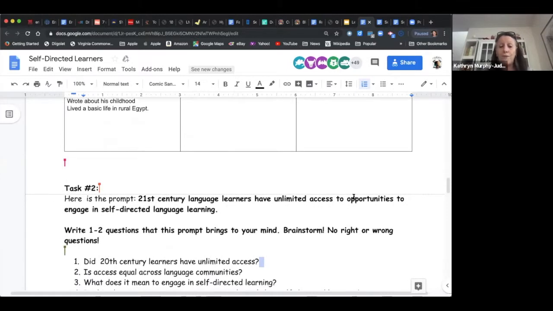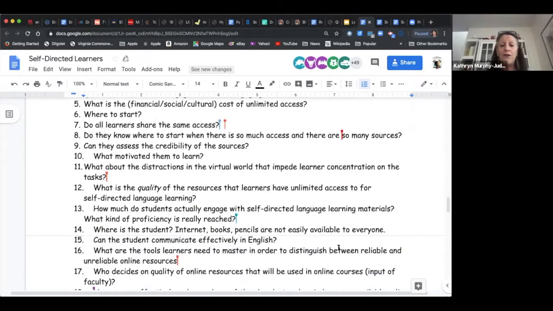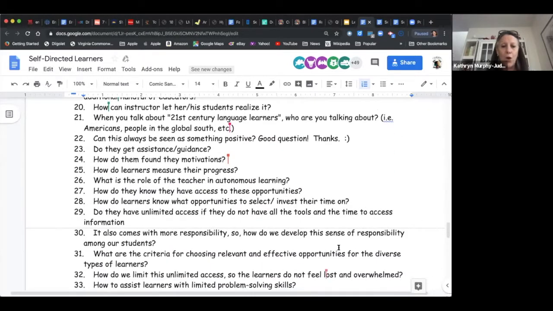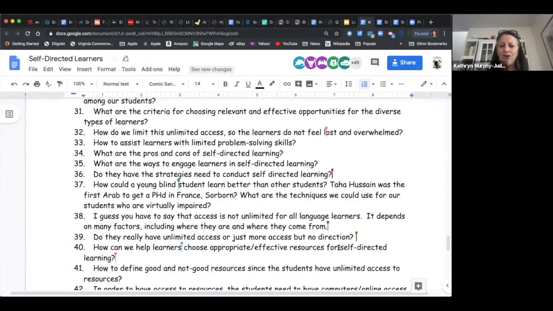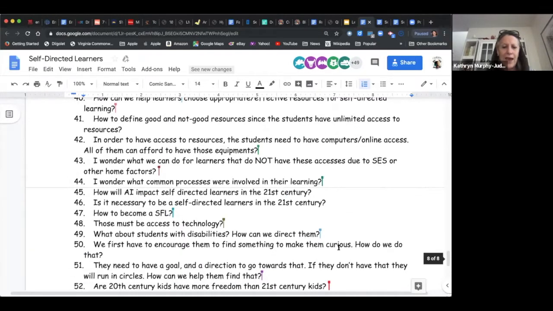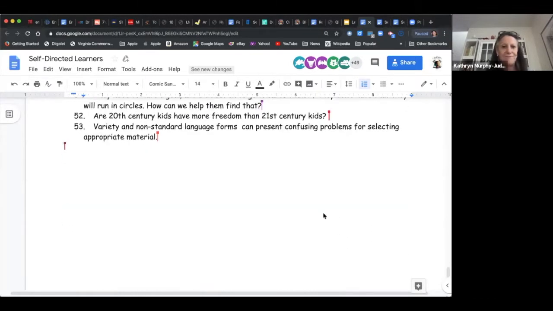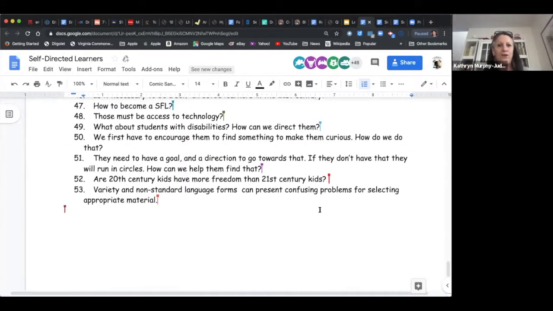So we're here in a class where we're talking about self-directed learning and how to help our students find and use and adapt different online resources to move their self-directed language learning forward. And look at all of the questions that we've got. We have really seriously already started to engage with the topic. We've got 53 approaches to this and all kinds of really good questions.